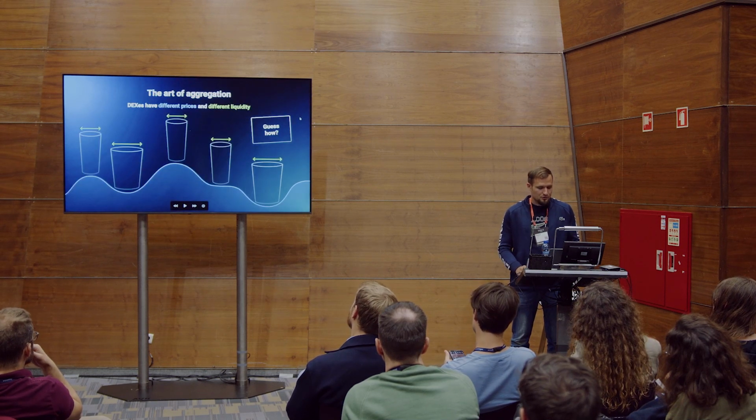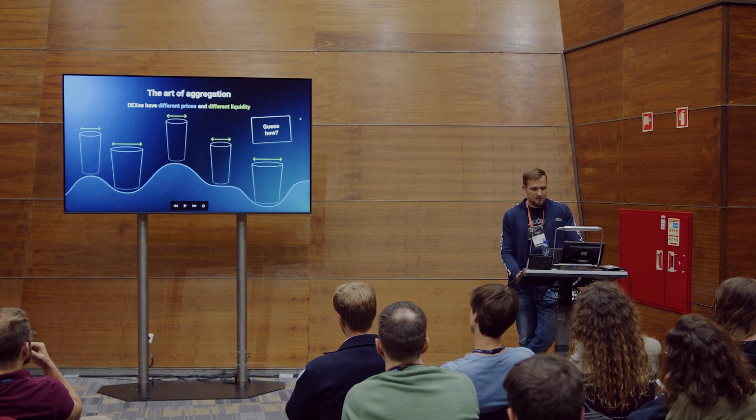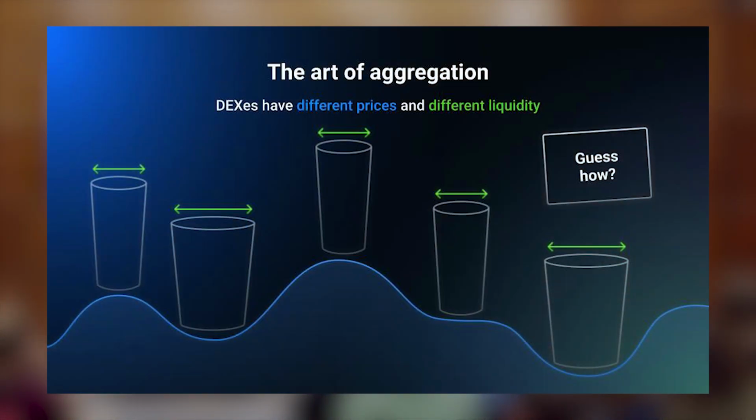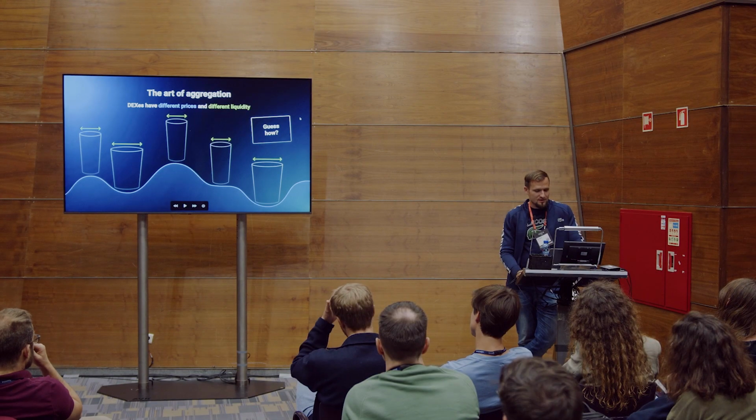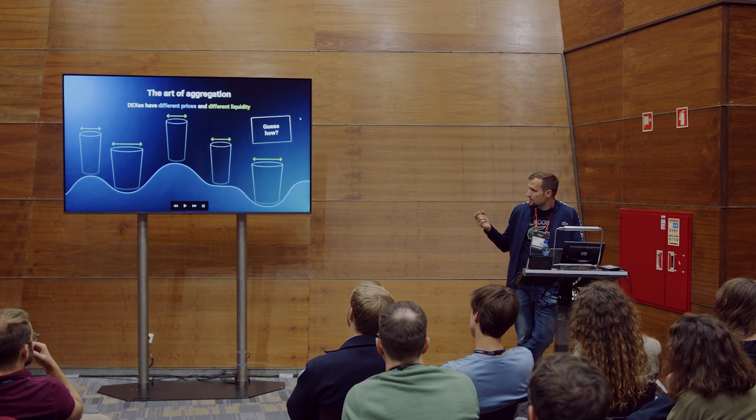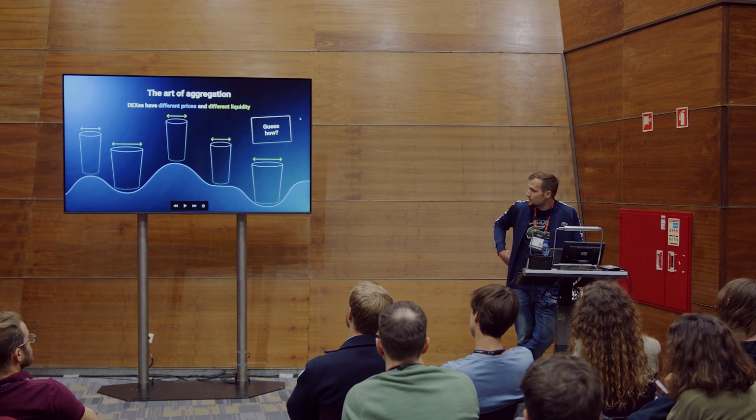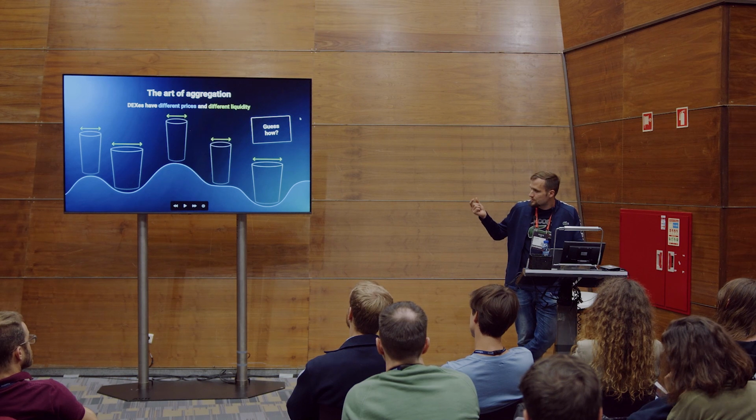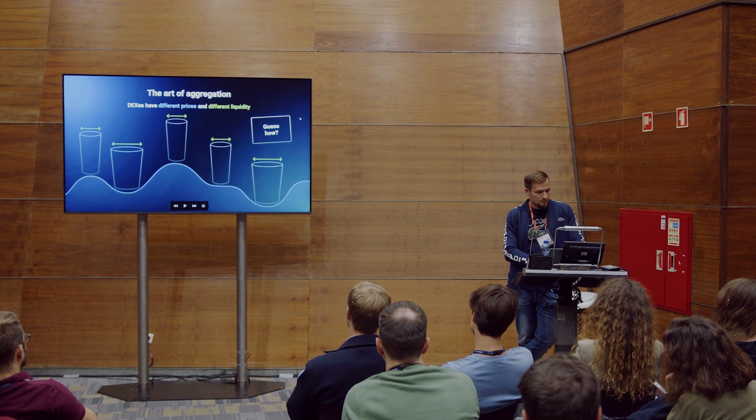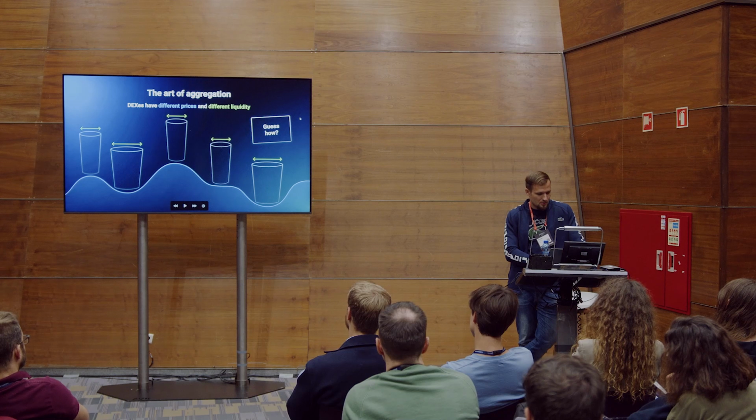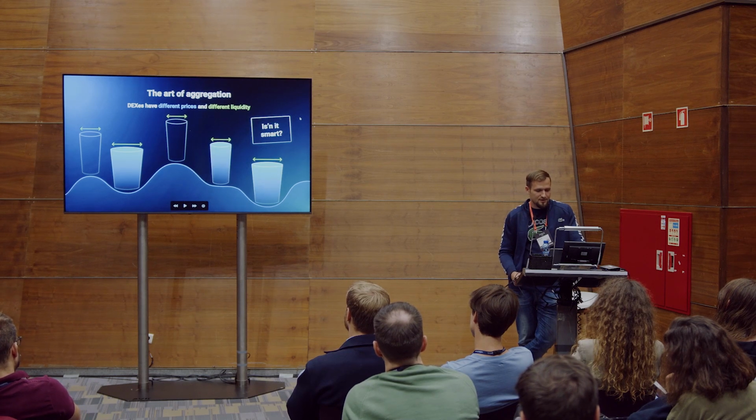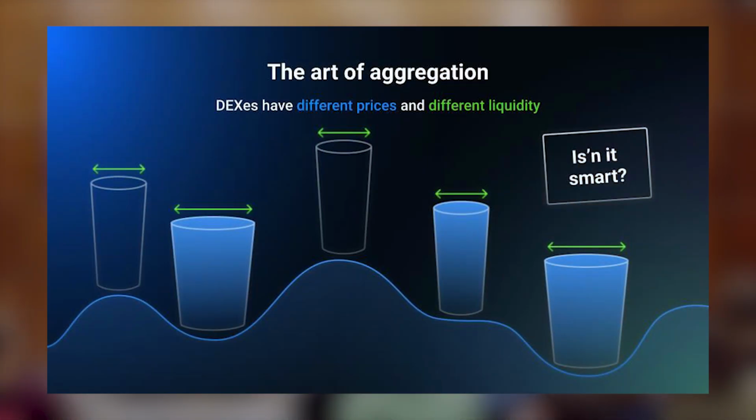And we can also represent these liquidity sources as glasses. Each of them has a little bit different price. You can see this wave, cool wave. And DEXes have different liquidity. You can see the sizes of these glasses are different. Some liquidity is huge, some is not. So how would you aggregate here? You can select 3 DEXes with the best possible rates and enough liquidity.